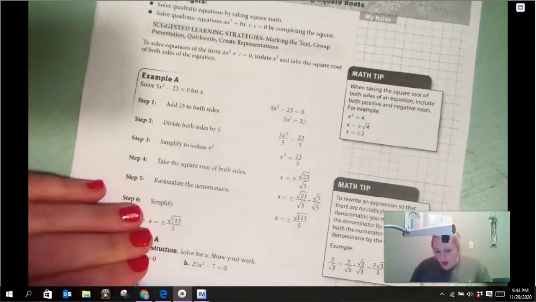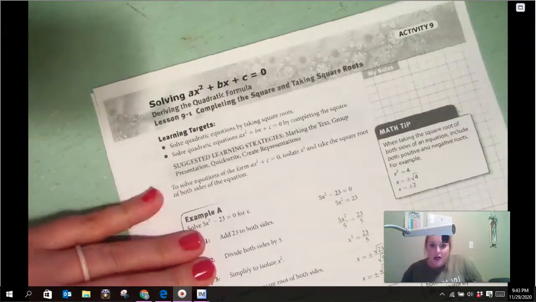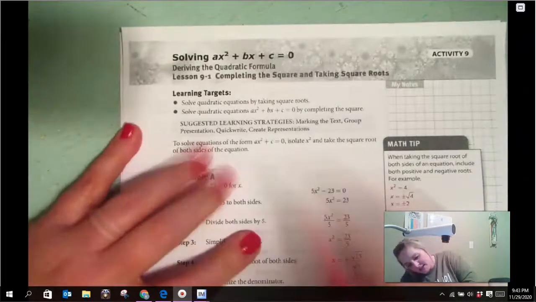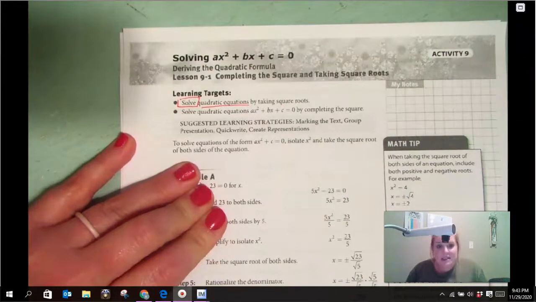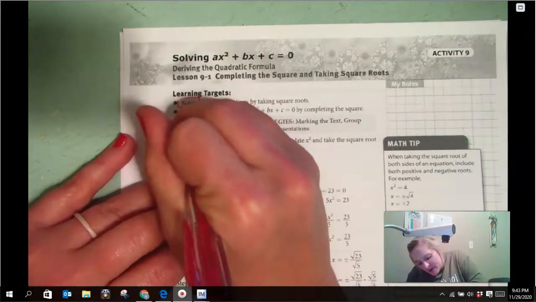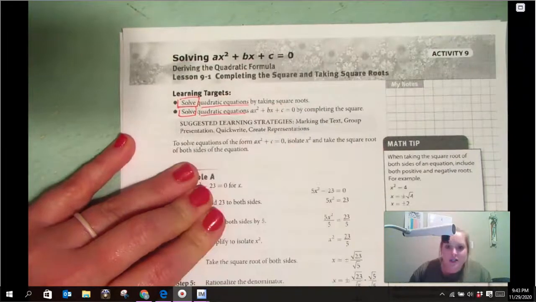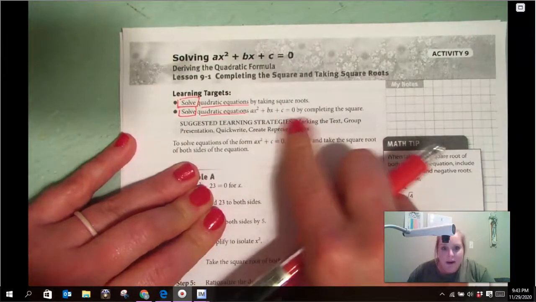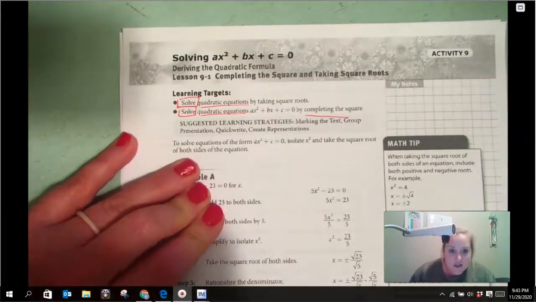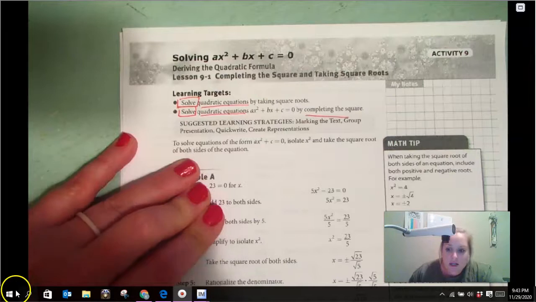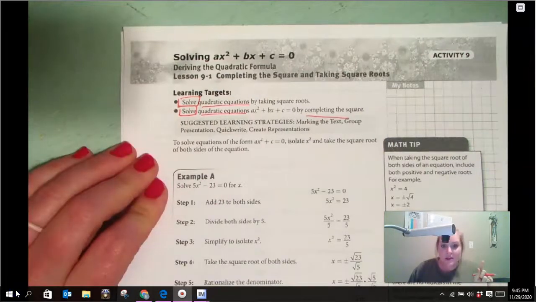So, what is this lesson all about? If we look at our learning targets, it says solve quadratic equations by taking the square roots, which is kind of what I just showed you. So we're going to be going off that. And then the second part is to solve quadratic equations in standard form by completing the square. So this will be something that's totally new, but I can teach you everything that you need to know about that. Okay, so this goes just like with what I was telling you previously.